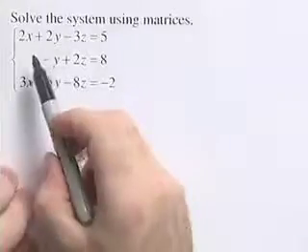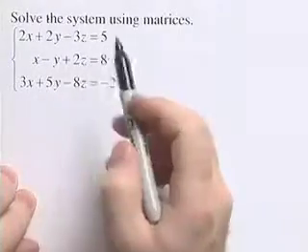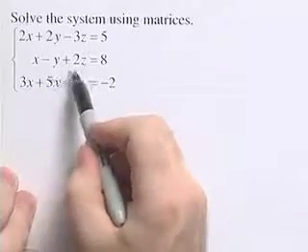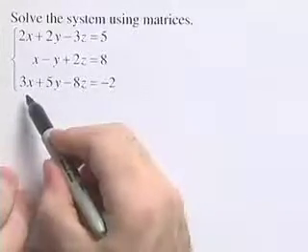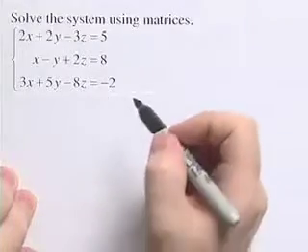We're going to solve another system of equations using matrices. We want to solve this system. 2x plus 2y minus 3z equals 5. x minus y plus 2z equals 8. And 3x plus 5y minus 8z equals negative 2.